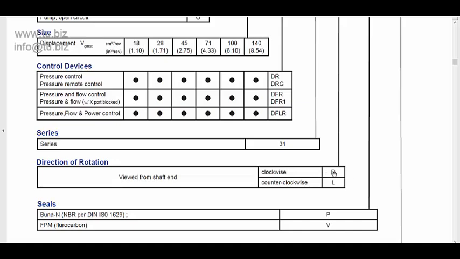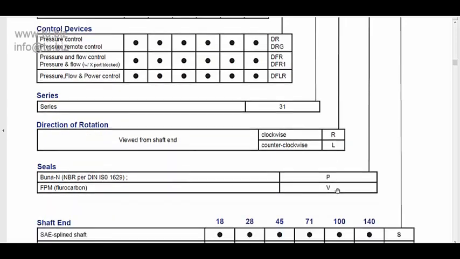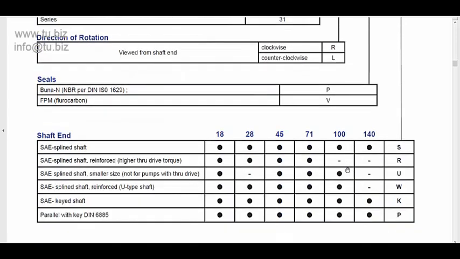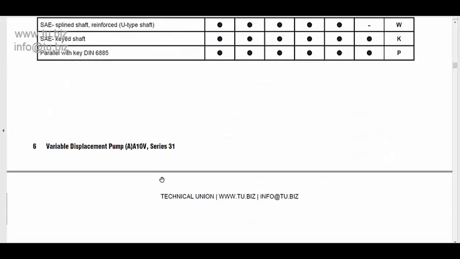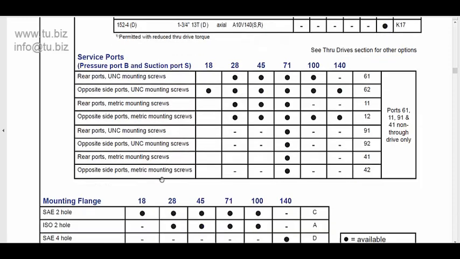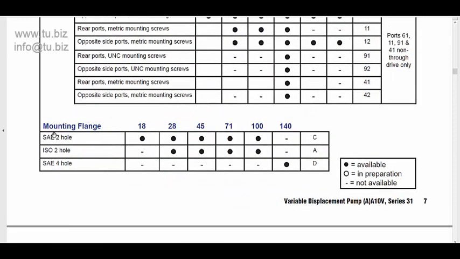Then you have the rotation, clockwise or counterclockwise. That's the rotation of the shaft. The different types of seals that we offer with this pump. The shaft is basically going to be an SAE shaft. It's SAE standard, so it can fit in a lot of locations. It's a very standard shaft. And then let's see what else we have here. The mount as well, SAE standard, either 2-hole or 4-hole.